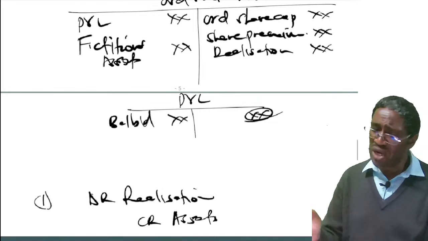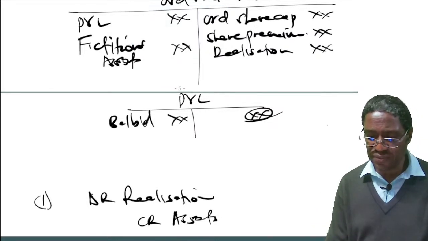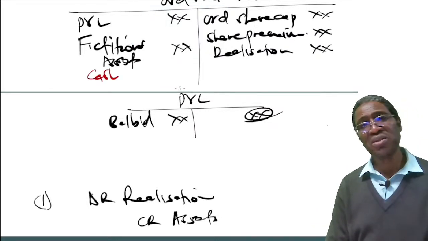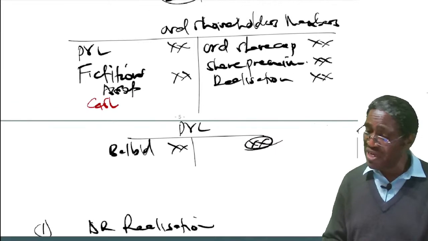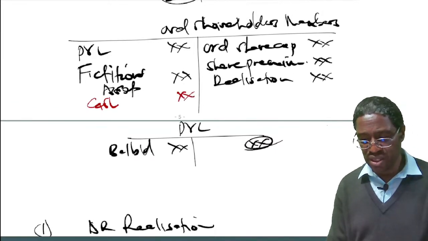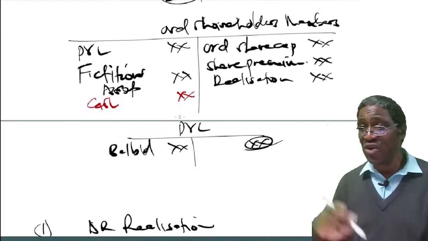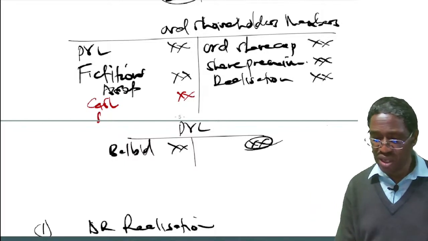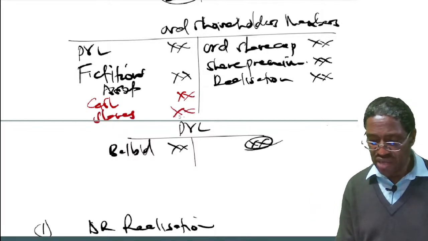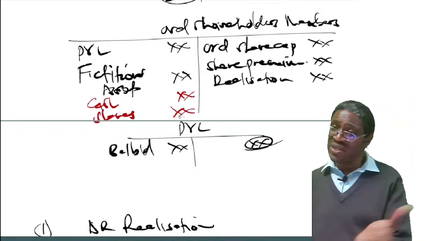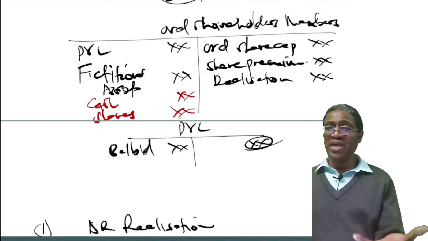If you are giving them cash, go credit cash. Debit the ordinary shareholders members. It's a liability I'm paying, so I debit it. If I'm giving them shares, I go credit the shares that I received and I debit the members. If I'm giving them debentures, I go credit debentures and I debit the members.